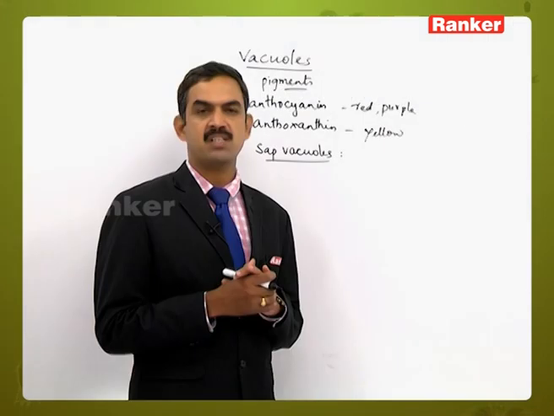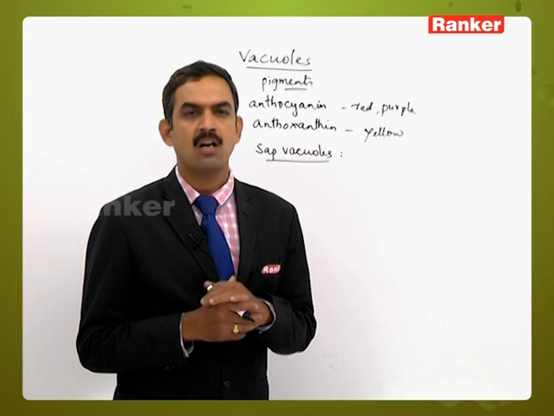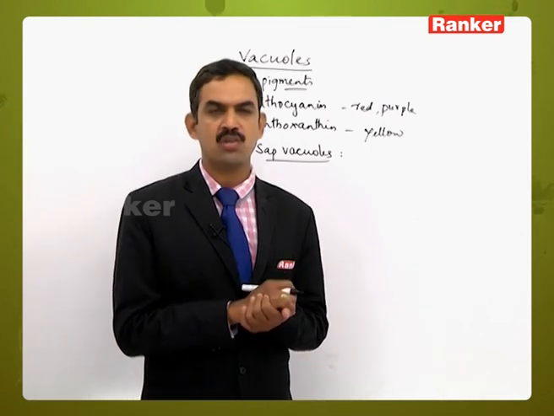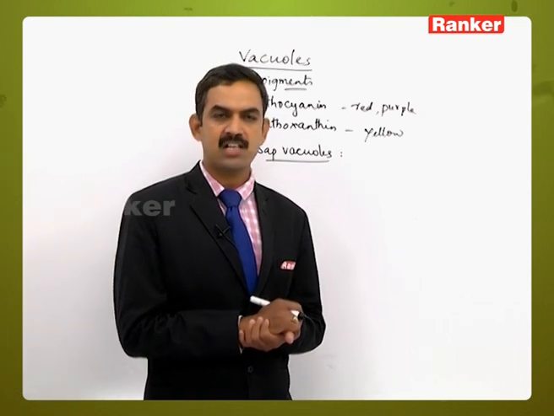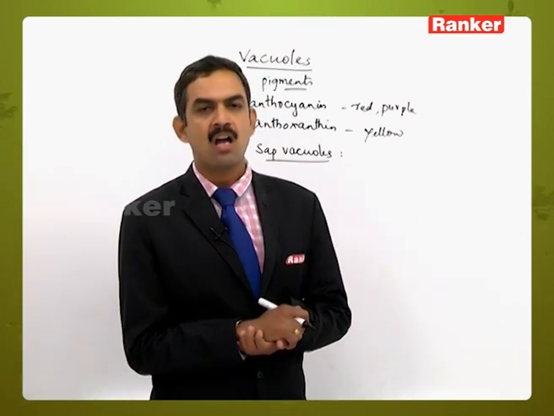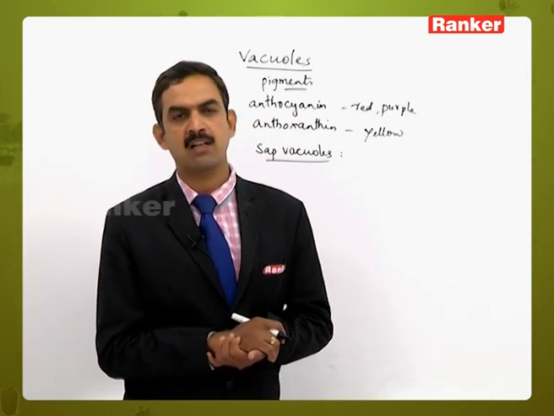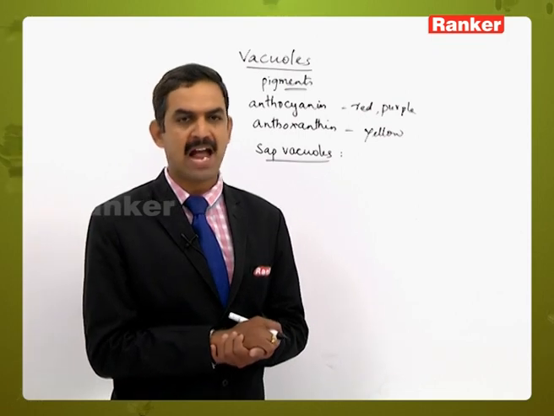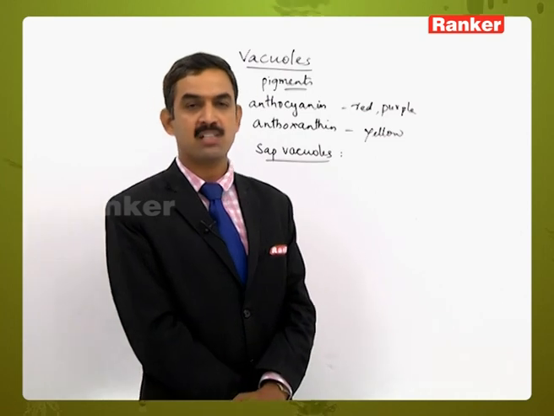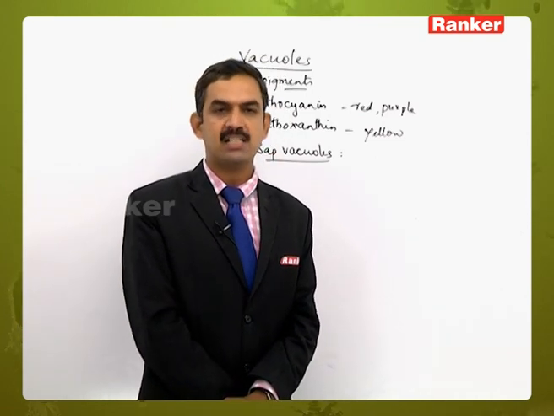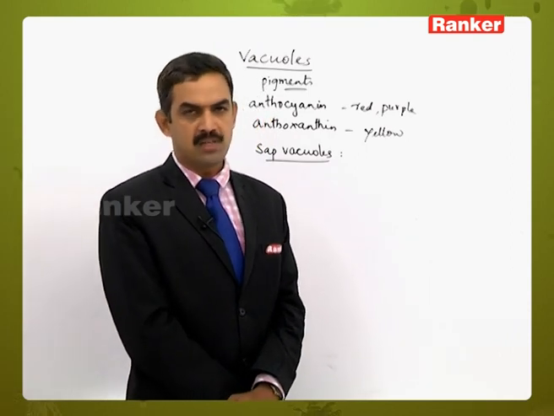Sap vacuoles are the ones which contain aqueous substances, or we can call it a cell sap, surrounded by the vacuolar membrane, containing various types of ergastic substances, tannins, resins, and various other metabolic byproducts and metabolic end products, along with the anthocyanin pigment. Such vacuoles are called sap vacuoles, which are concerned with storage.